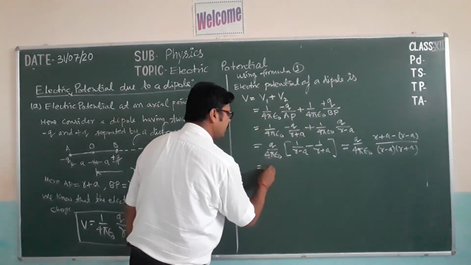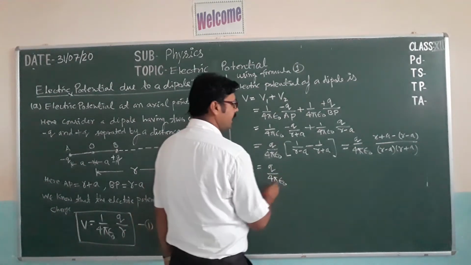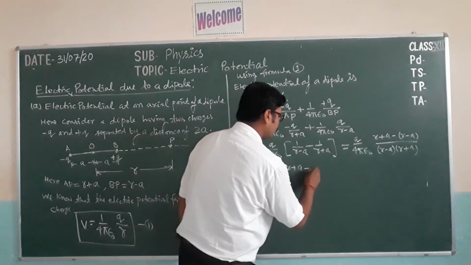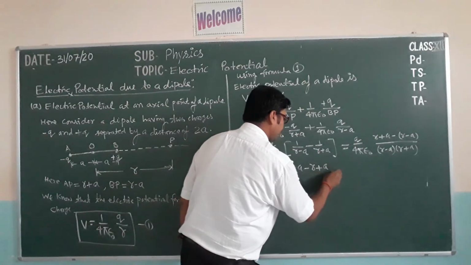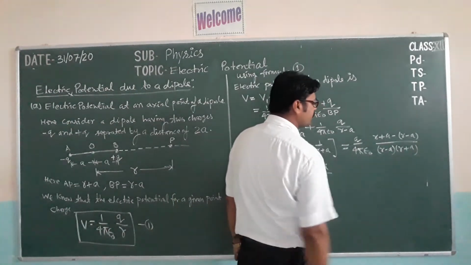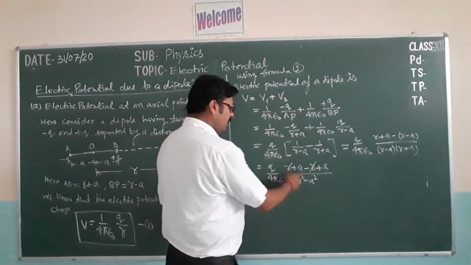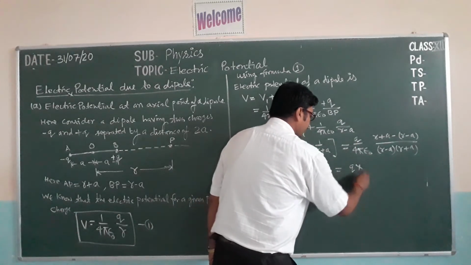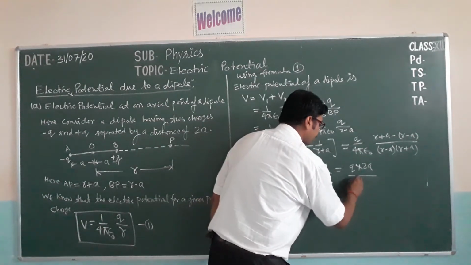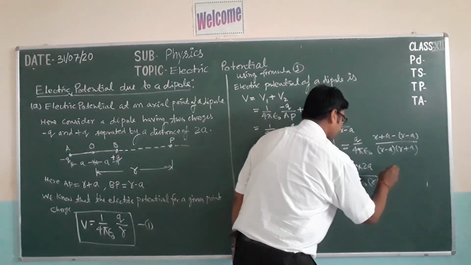What will be the final result? That is q upon 4 pi epsilon naught, and that is r plus a minus, open the bracket, r minus a, upon r square minus a square. This is the formula of a square minus b square, a plus b and a minus b. So here the r and r both cancel each other. The final value equals q into 2a upon 4 pi epsilon naught times r square minus a square.